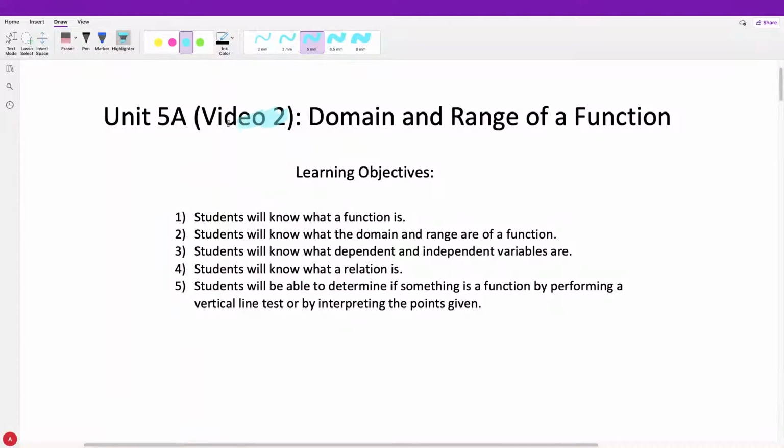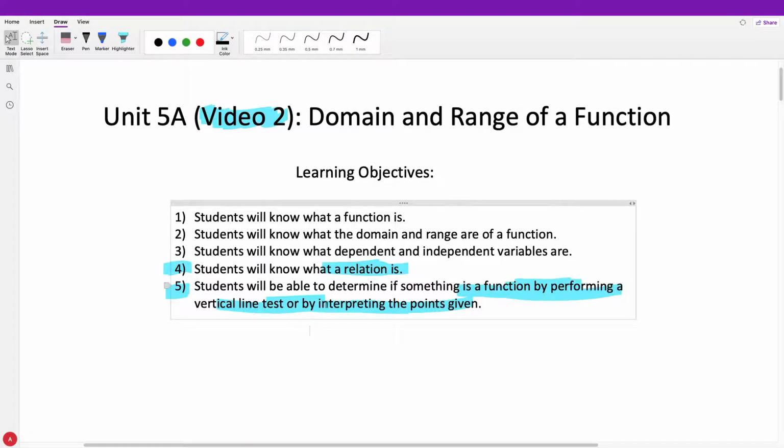So now moving on to the second video of this same section, domain and range of a function, we're now going to focus on 4 and 5. So one, you'll know what a relation is, and then you'll be able to determine if something is a function or not by performing a vertical line test or by interpreting the points that are given to you. All right, so we're now going to be given some scenarios that aren't functions, and you'll have to be able to identify that. And let's go ahead and get started in this video right away.